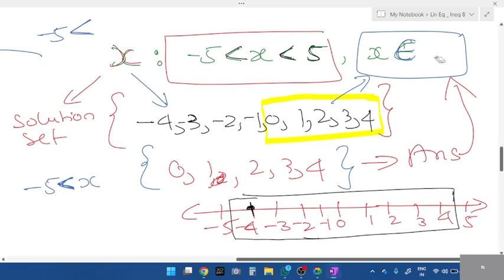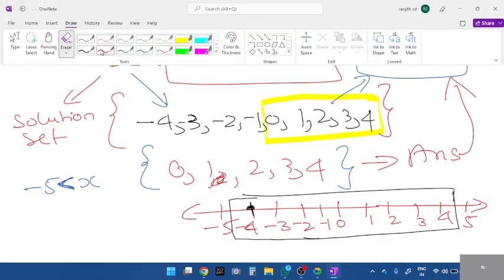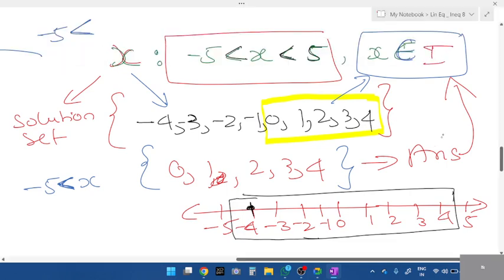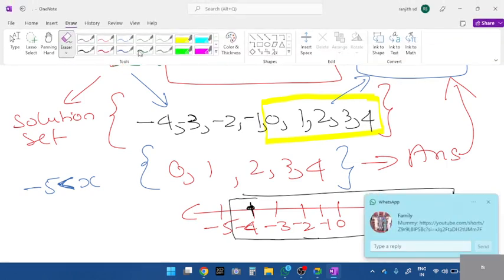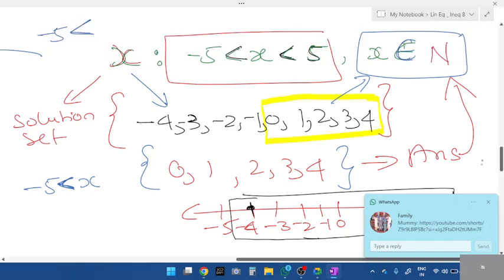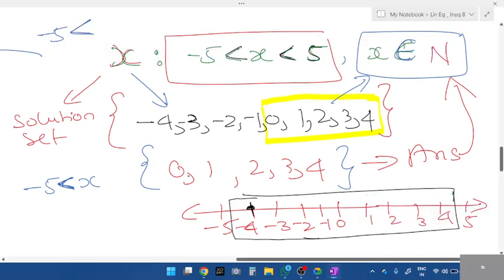Okay. X belongs to, instead of whole number, what if X belongs to natural number? Then what is the answer? Should I start from 0 or 1? Response, students. If it is natural number, I need to start from 1. This is the answer. Look, I erase 0. Clear?